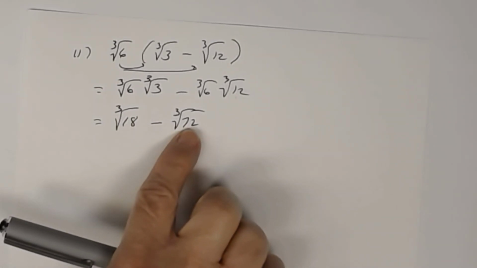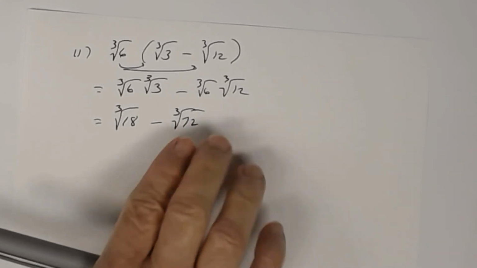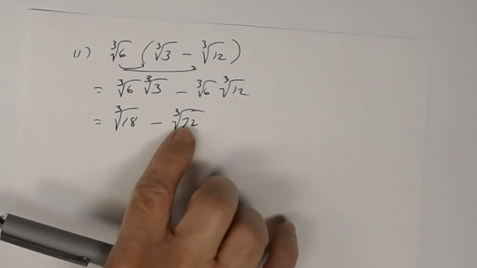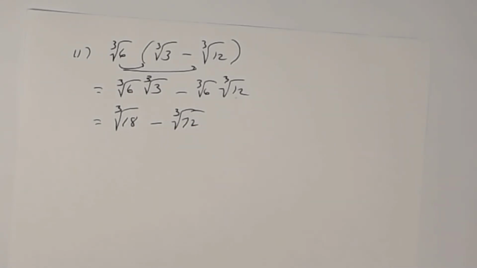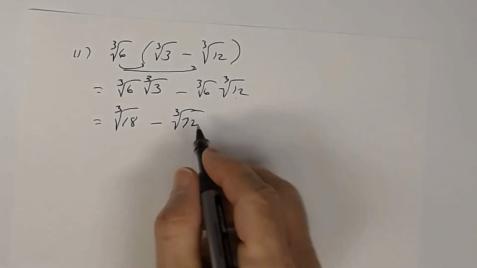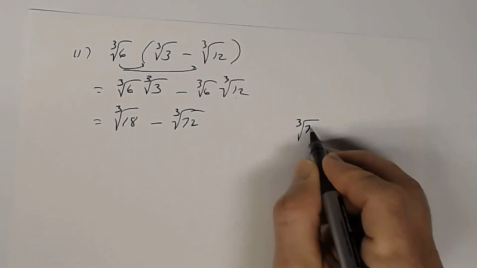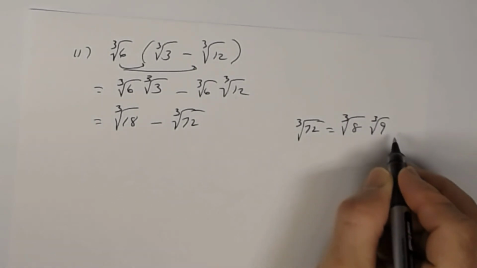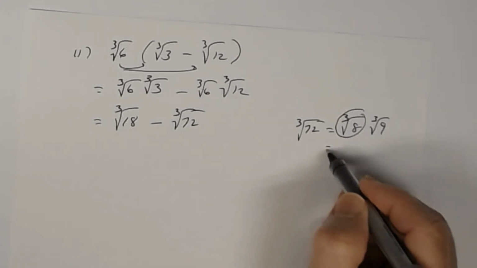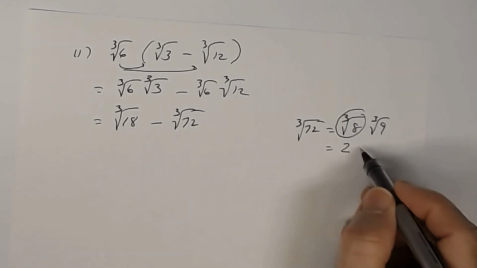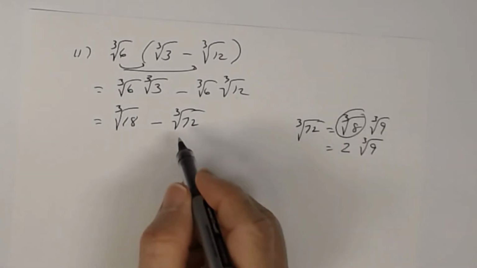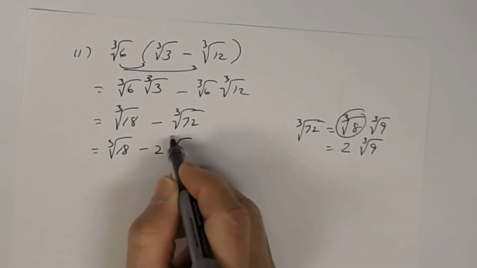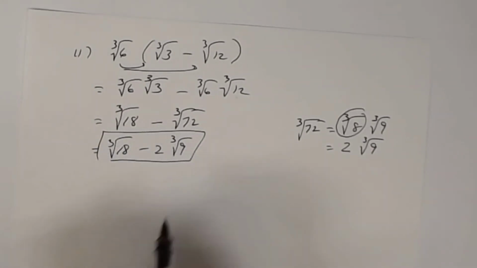Now look at this one. 1's a perfect cube. It goes in all of them. So don't use 1. Go find another one if you can. The next perfect cube is 8. Is 72 divisible by 8? The answer is yes. Okay, because remember the cube root of 72 is now going to be the cube root of 8 times the cube root of 9. And remember, the cube root of 8 is 2, because 2 times 2 times 2 is 8. So you get 2 cube root of 9. And that's what this becomes. So this becomes the cube root of 18 minus 2 cube root of 9. And there's your answer. Okay?